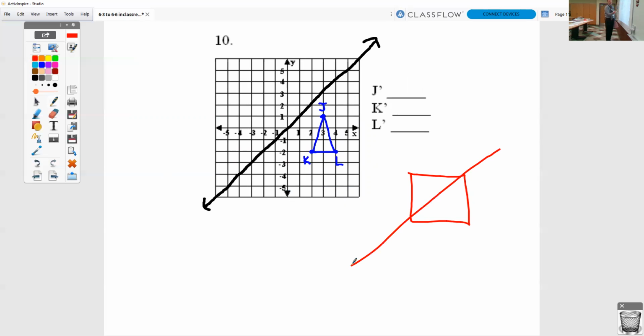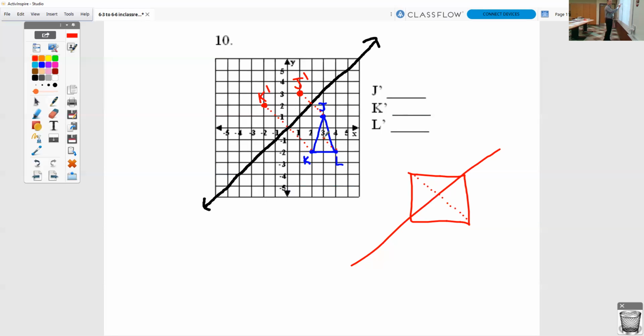Let's pretend that's our diagonal line. You want to count corner to corner to the line, corner to corner away from the line. So J is 1 block corner to corner to the line, 1 block corner to corner away from the line is J prime. K is 1, 2 places corner to corner to the line, 1, 2 places corner to corner away from the line is K prime.